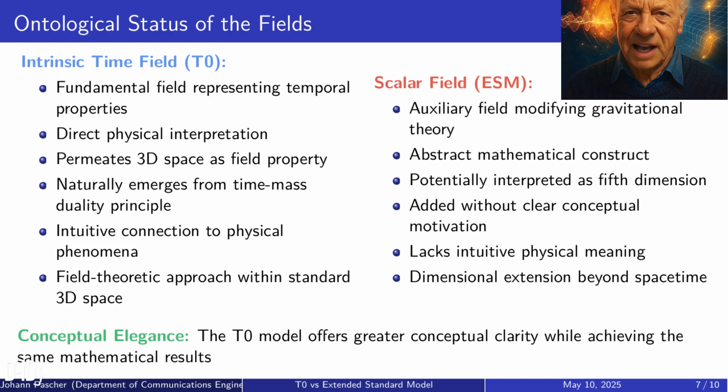principle. In contrast, the scalar field in the ESM lacks a clear ontological foundation. It serves primarily as an auxiliary mathematical device to reproduce the same predictions as the T0 model. It's an abstract mathematical construct that could potentially be interpreted as a fifth dimension, but it lacks a clear physical meaning and is added to the theory without clear conceptual motivation. These ontological differences highlight why the T0 model offers greater conceptual clarity while achieving the same mathematical results. Its field-theoretic approach provides an intuitive connection to physical phenomena without requiring abstract dimensional extensions.